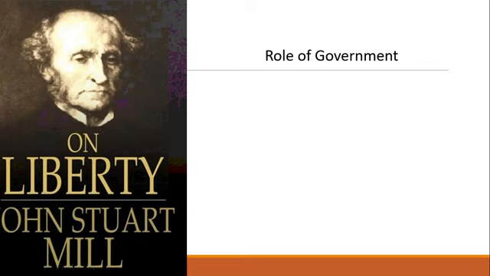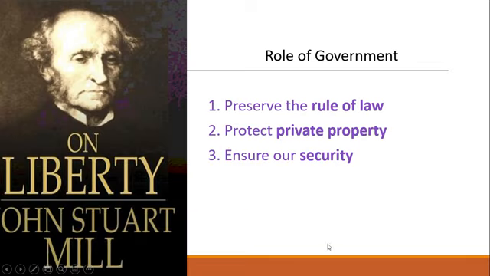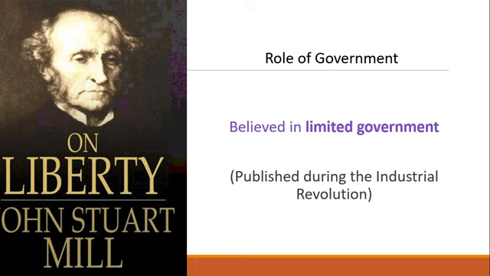He believed in equality between men and women. Way to go. Role of government. The government's job is to preserve the rule of law, protect private property, and ensure our security. Most importantly, he believed in limited government, okay? His book was published during the Industrial Revolution. You're going to learn about the Industrial Revolution in the next unit, and you're going to see that this was a time of very limited government. The government did not do a heck of a lot.